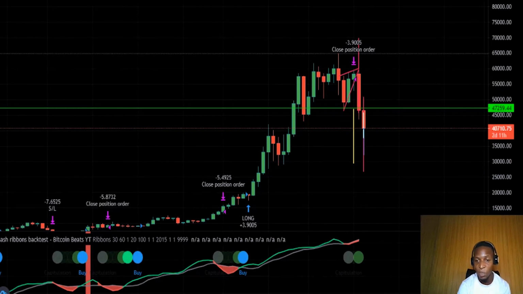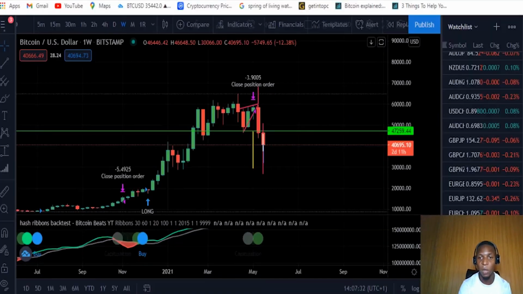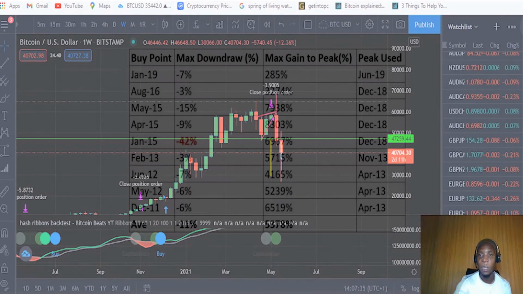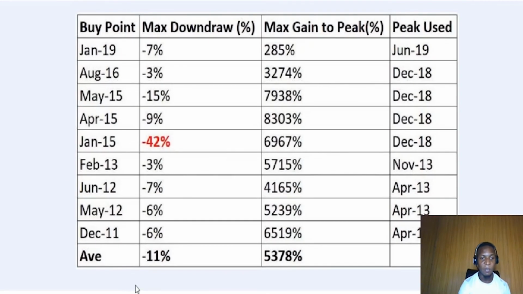This is the 12th time it will be occurring in the crypto space. Let's look at other times that it has occurred in the market. We can see here the first time it occurred was December 2011. After a dip of -6%, the maximum gain then was 6,519%.